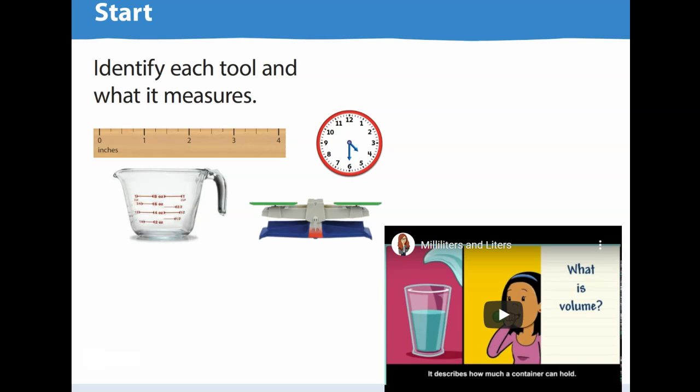What would I use the clock for? Yeah, you're measuring time, right? How about the glass jar, I guess, or bowl, cup? Measure what? Liquid or volume. What would I use the scales for? To see how much something weighs.